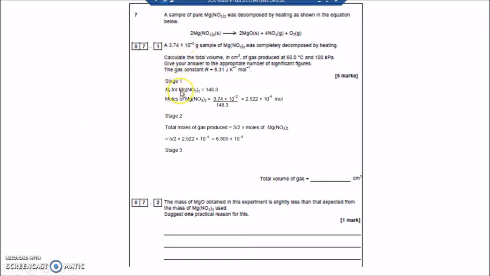So Mr of magnesium nitrate, I've got an Mg which is a 24. Inside the bracket I've got one N and 3 O's, but everything's multiplied by the number outside the bracket. So I've got 2 N's and 6 O's. So I've got a magnesium with a mass of 24, 2 14s for the nitrogens and 6 16s for the oxygen, at 148.3. Moles is mass divided by Mr, so 3.74 times 10 to the minus 2, which is the mass of the sample, divided by 148.3, is 2.522 times 10 to the minus 4.